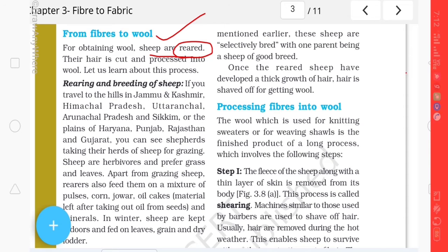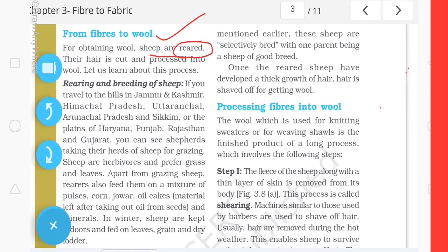Their hair is cut and processed into wool. So what we do, the hair of a sheep is cut and processed into wool. So we are getting wool from where? From the hair of a sheep. Yes. So let us learn about these processes. Now let's see the process in detail.